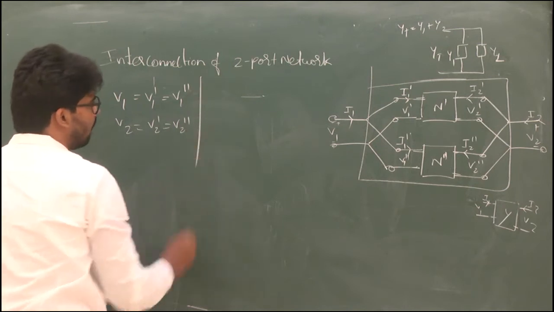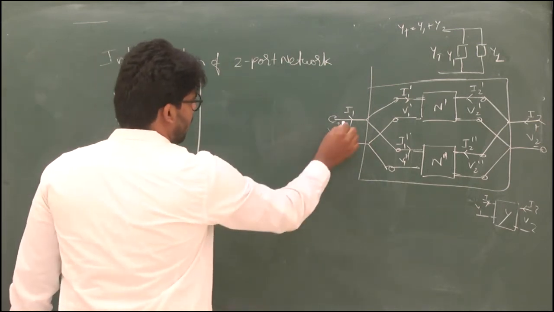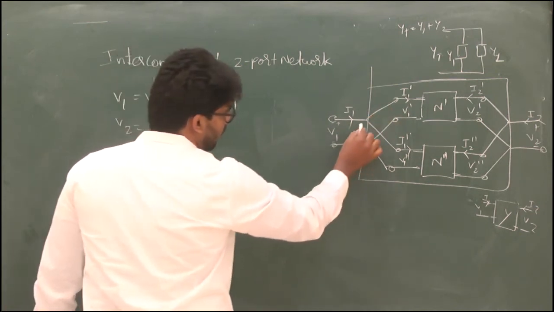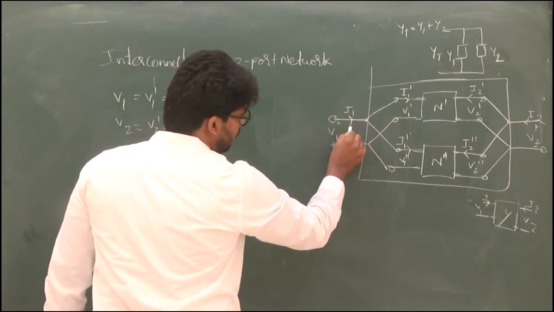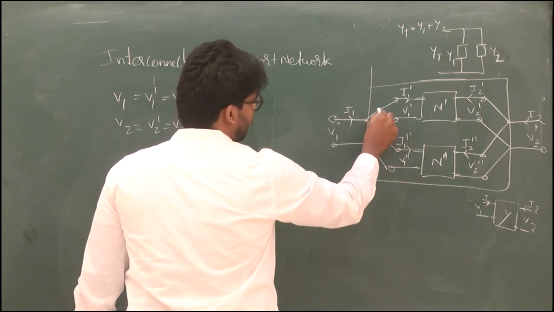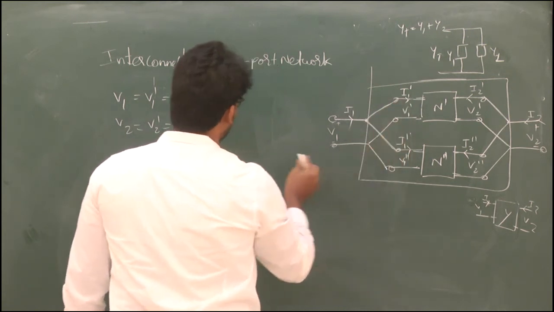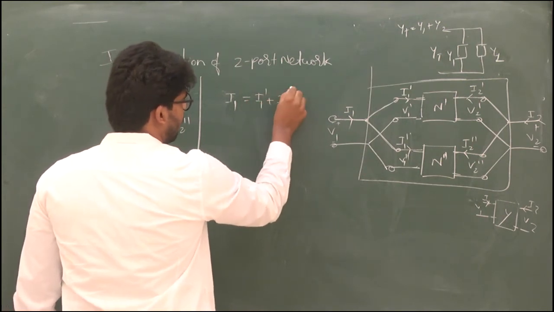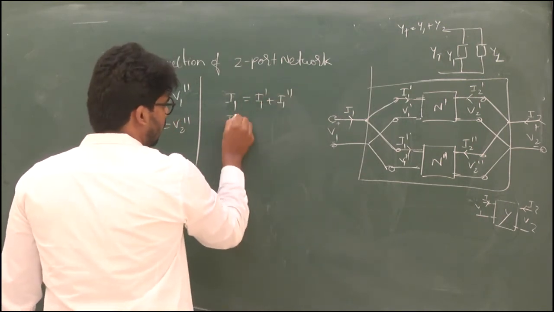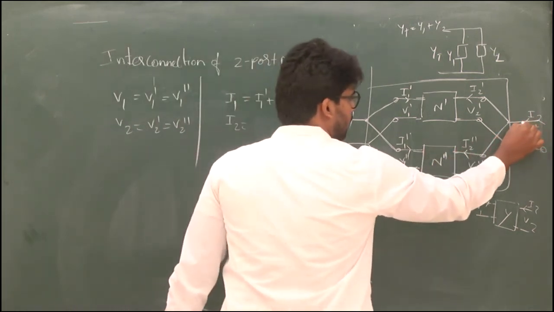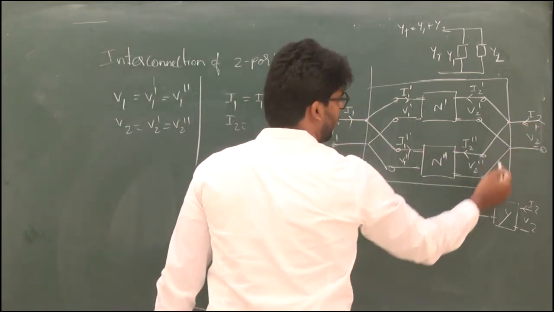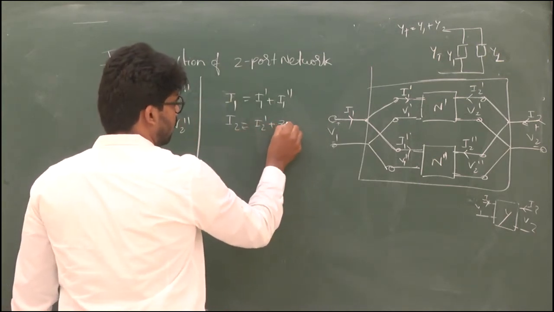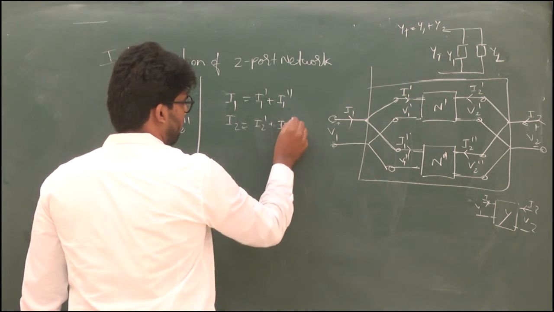Now we observe how the currents are flowing. At this node, the current I1 gets divided into I1 dash and I1 double dash. Therefore I1 equals I1 dash plus I1 double dash. Similarly, the output terminal current I2 is again divided. Therefore I2 equals I2 dash plus I2 double dash.